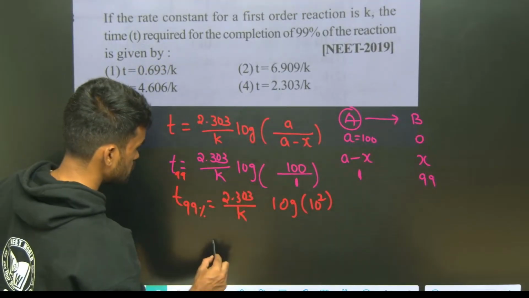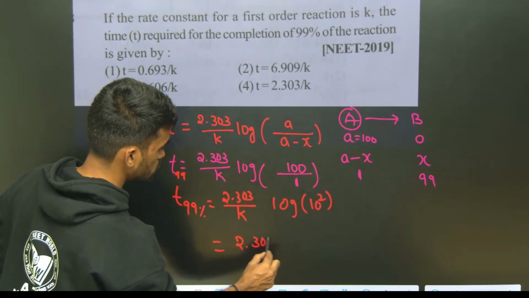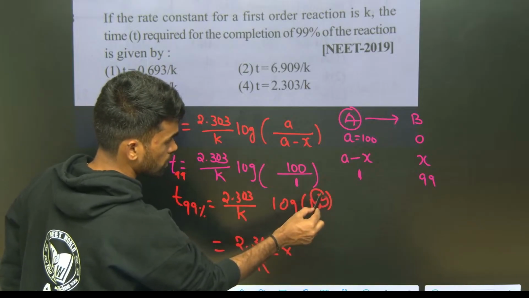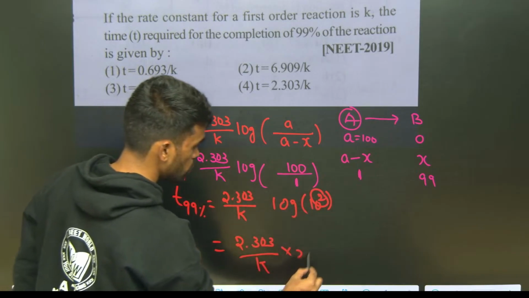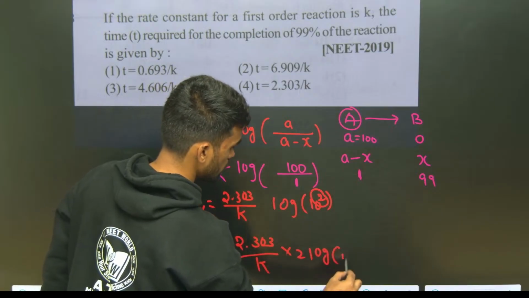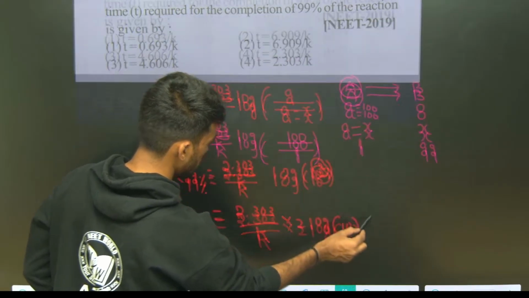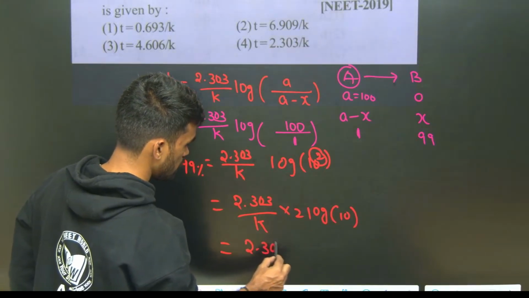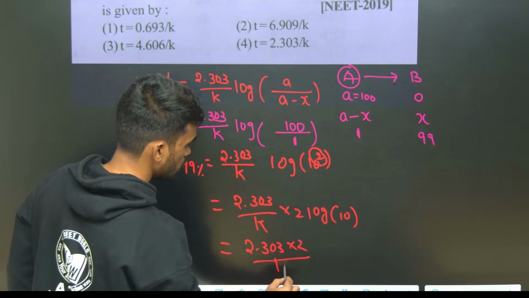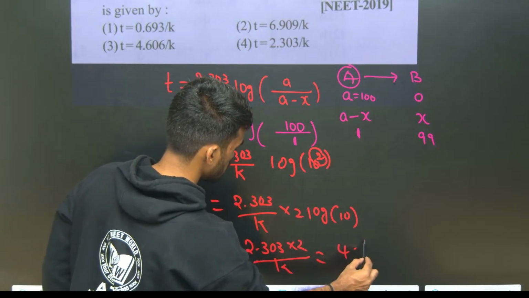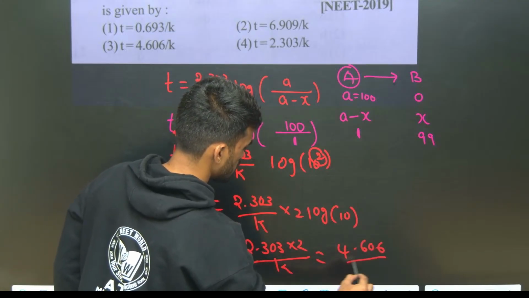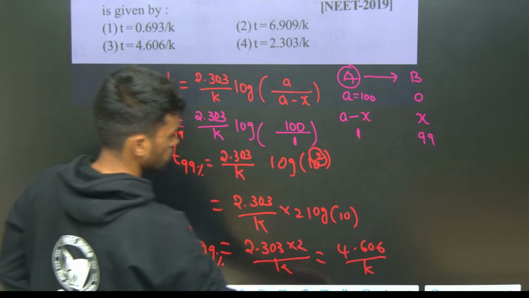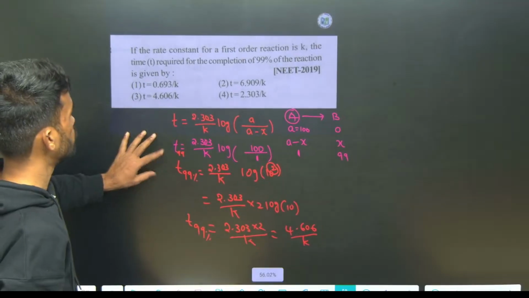So I can write it as 2.303 by k. So I can write this exponential term here as 2 log 10. Log 10 is 1 right now, so you have an answer of 2.303 into 2 by k. So I can write it as 4.606 by k, which will be your T99%. Yes, so this will be your answer.